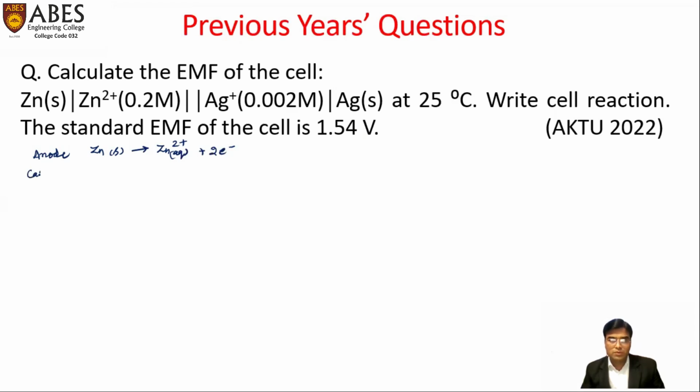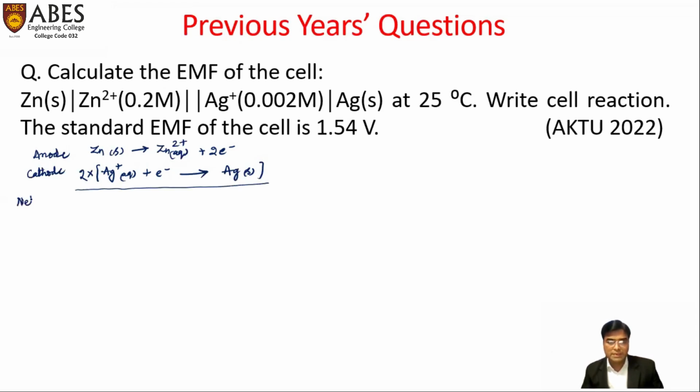At cathode, this is the cathode on the right hand side. So it will be Ag plus will take up electron to form Ag solid. But it is only a one electron reaction. To balance it, we have to multiply it by 2, so that the number of electrons on the product side and on the reactant side become equal.